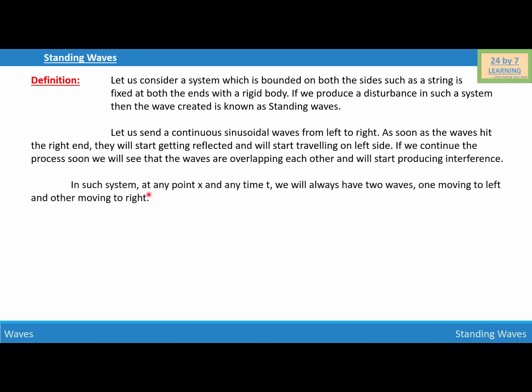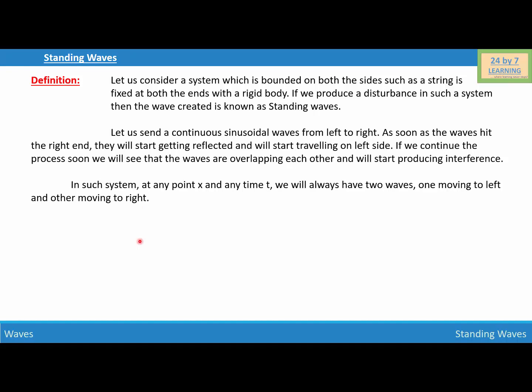So what I'm going to do is consider a system. In such a system, at any point x and any time t, we will always have 2 waves, one moving to the left and the other moving to the right, which simply means that when the wave is moving from left to right, we will have one wave going from left to right, and when the wave is going from right to left after hitting the right end, then we have another wave.